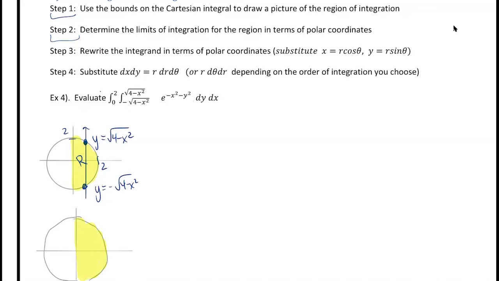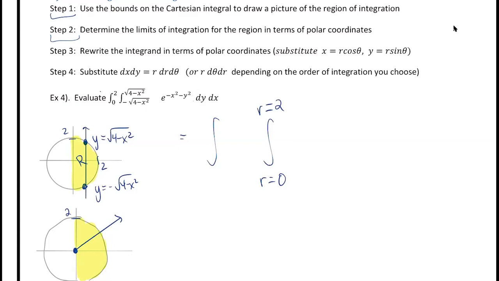Let's decide which way we'd like to do it. Like I said, I always like to do dr first if possible, so let's get it set up that way. I'm going to slice radially outward from the origin. So fixing theta, for a given fixed theta, draw this, and we're going to look at where it enters and where it exits the region. It enters when r is 0 in this case, and it exits when r is 2.